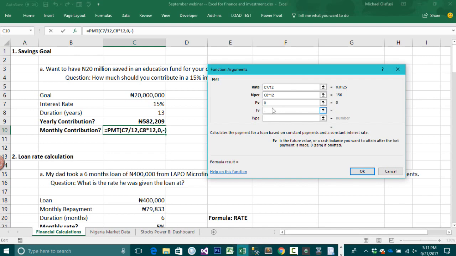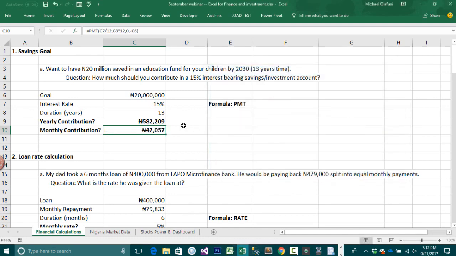So I'm going to put minus, remember, so that I don't end up with that negative figure. So minus and then that figure, and I'm going to leave this as omitted, as blank, so that we are telling it we save at the end of the month, right? And then I'll do OK, and instantly you see it tells me that if I save 42,057 naira every month, in 13 years time I will end up with 20 million naira.